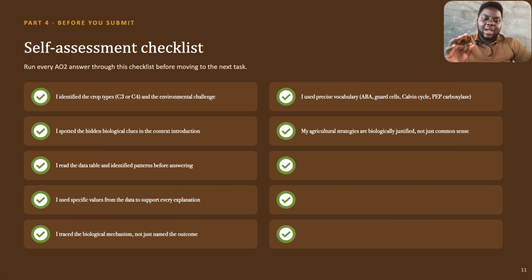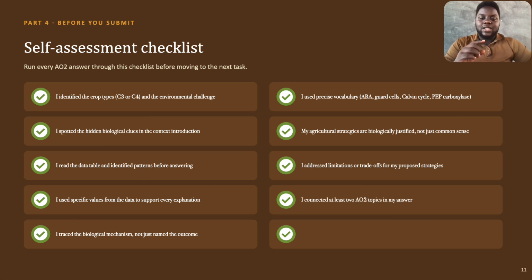Number 7, my strategies are biologically justified. They are not just common sense. I'm not just saying use more water. That is common sense. But you telling me timing irrigation to flowering and grain fill to prevent carbon dioxide starvation during peak photosynthetic demand, that is biologically justified. Number 8, I address the limitations of my strategies and their trade-offs for all the strategies that I propose. This is very important because every time you evaluate and you forget this, your evaluation is not complete.